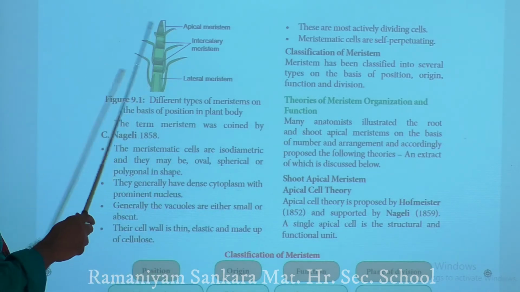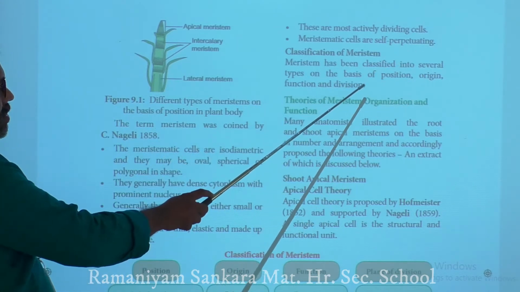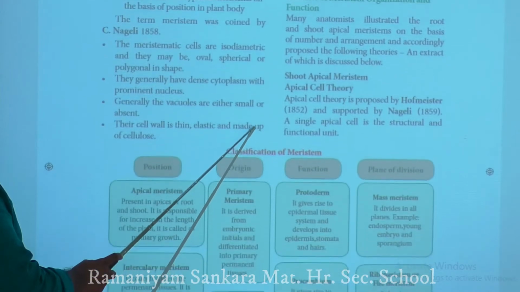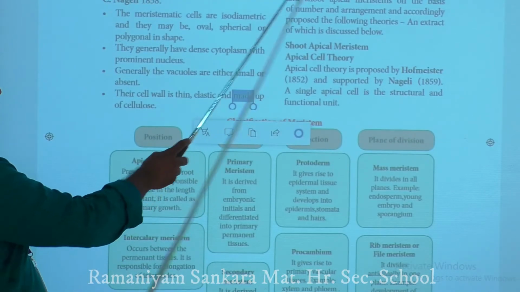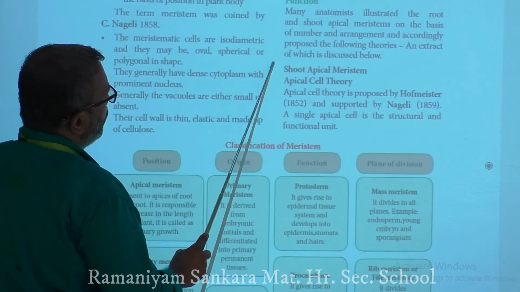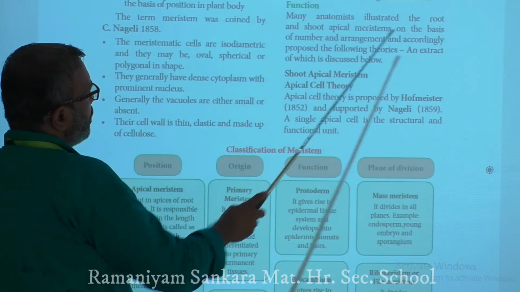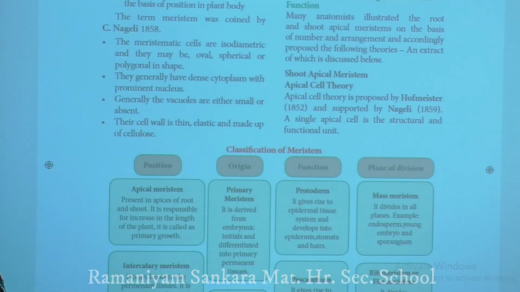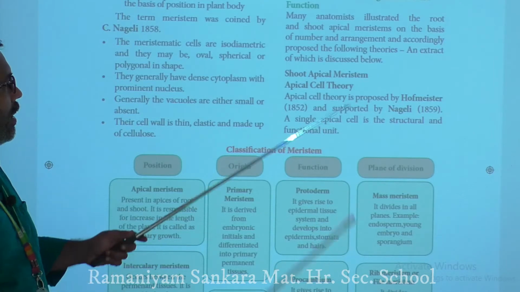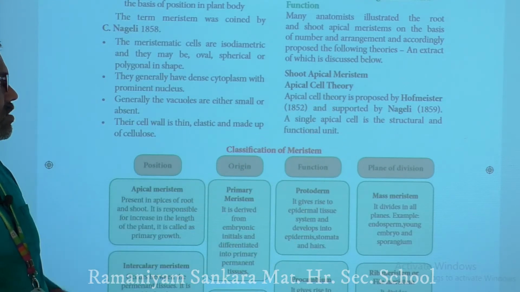There are three types of meristems, classified on the basis of position, origin and function of divisions. First, the theories of meristem organization and function. Many anatomists studied the root and shoot apical meristems on the basis of the number and arrangement of cells, and accordingly proposed the following theories, which are discussed below.